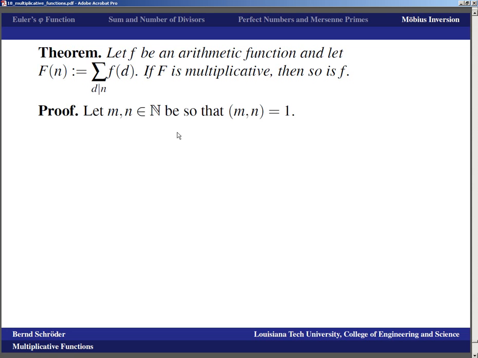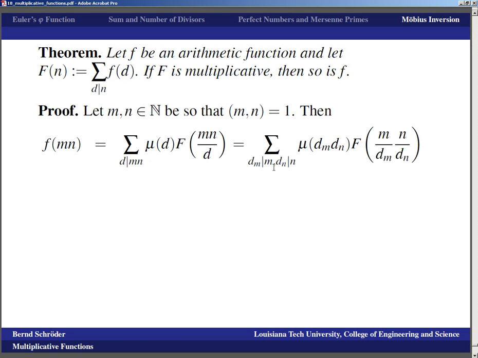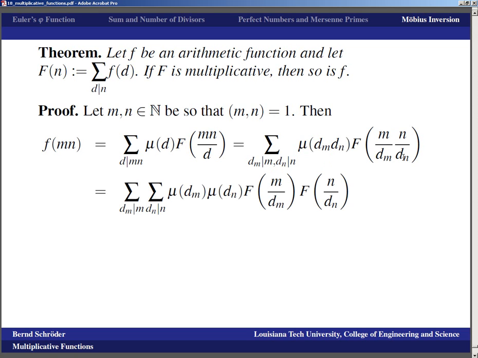Proof? Well, to prove that something is multiplicative, we need two numbers m and n that have greatest common divisor 1. Then f of m times n is, from the previous formula, the sum over all divisors d of m times n of mu of d times F of mn over d. And that is the sum over all divisors of m and all divisors of n, which we call dm and dn, of mu of dm dn, F of m over dm times n over dn. So we're just splitting that up.